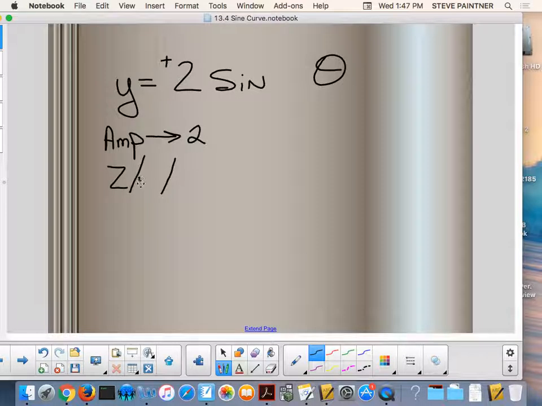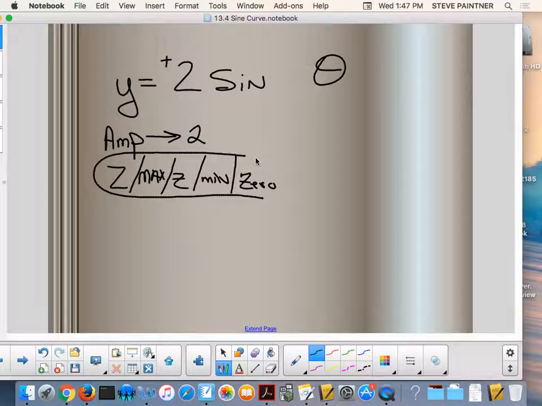What's next? Max, because it's positive. Then 0, then min, then 0. Okay, so that's your pattern because it was positive. Let's go get the period.